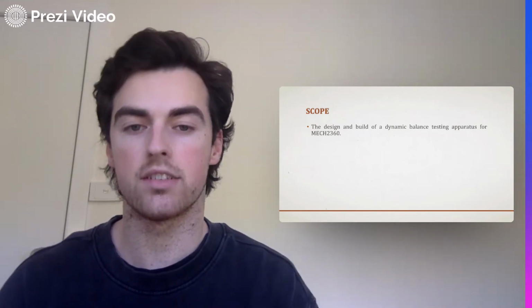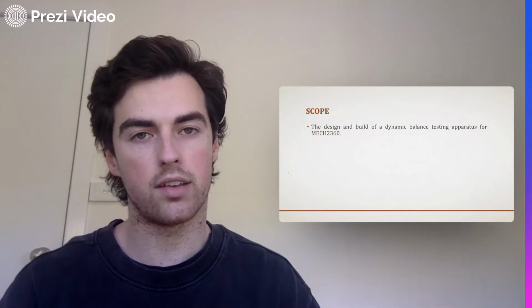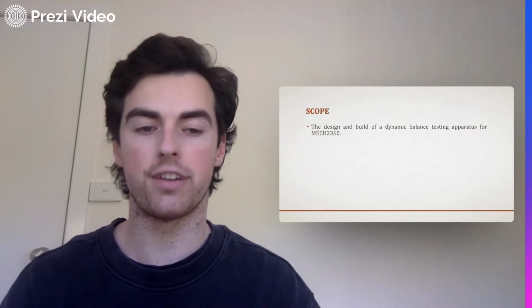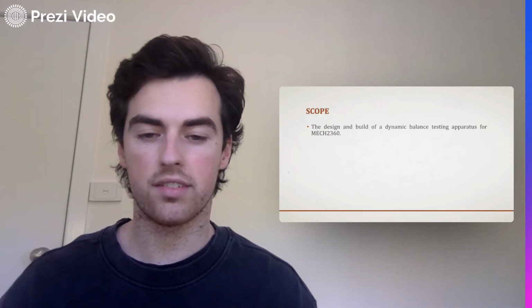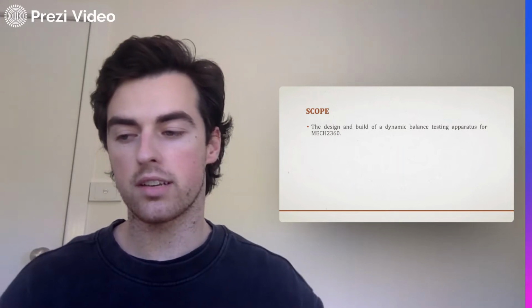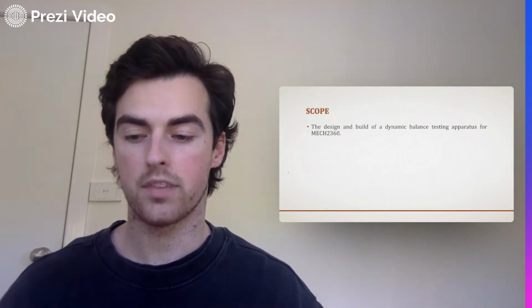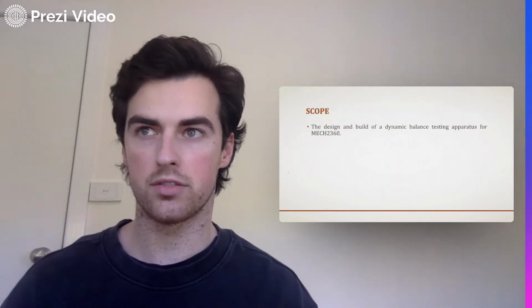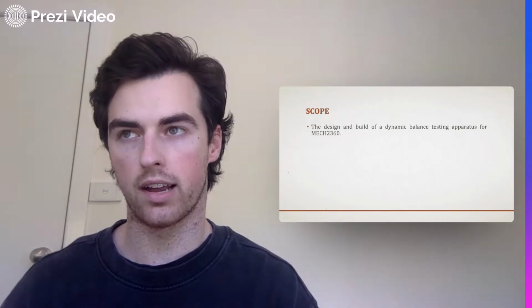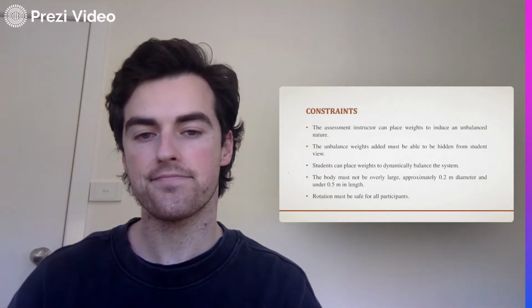Now, the aim of this project was, as I said, to design and build this apparatus as an assessment piece to test students on their understanding of rotating bodies. For this assessment, the instructor needs to place weights onto the device. The device will then be spun up, tested, and students will then need to add weights in certain positions to rebalance the device. So that brings us to the constraints.